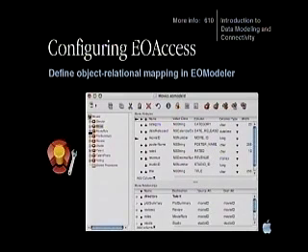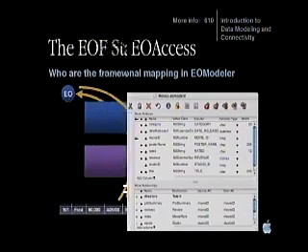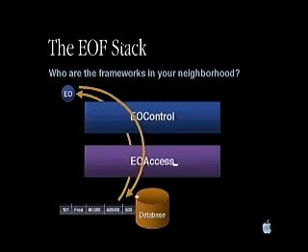Using EO modeler. EO access, actually I'm going to jump back a slide. There we go. EO access is responsible for the connection to the database. It's responsible for turning those raw rows into enterprise objects. It's responsible for doing that object relational mapping, and it does so with the help or the assistance of a model file. We don't really mess around in EO access that much, except that the EO utilities class, with all those utility methods, is part of the EO access framework.